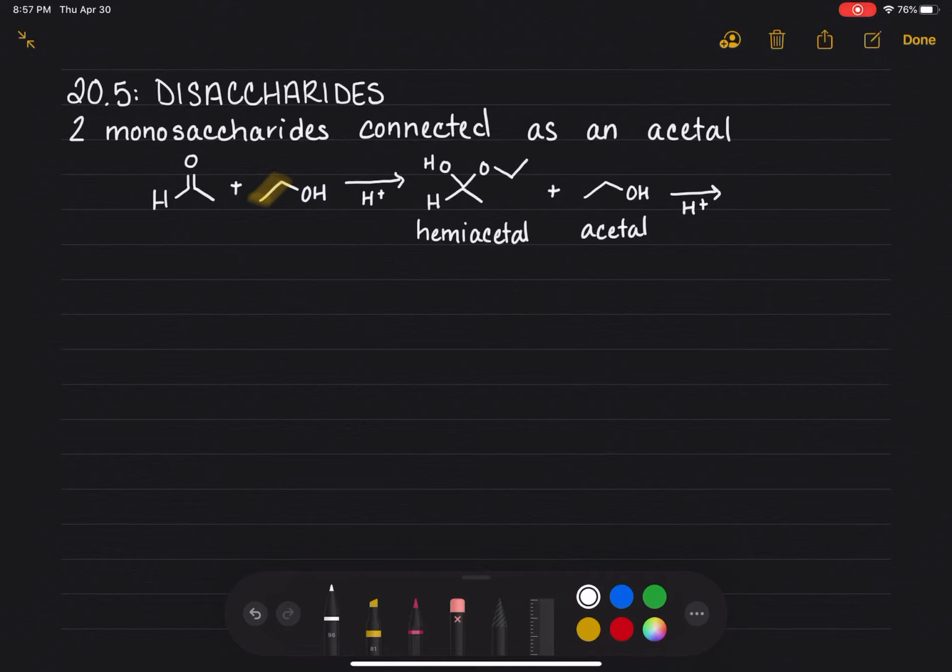And if we wanted to, we could bring a second alcohol molecule in, and that second alcohol molecule would add itself to the other oxygen of the hemiacetal. So we would end up with a structure like this. This is the hemiacetal. No, that's the acetal. And in this structure, this carbon chain from the alcohol has gone right here.